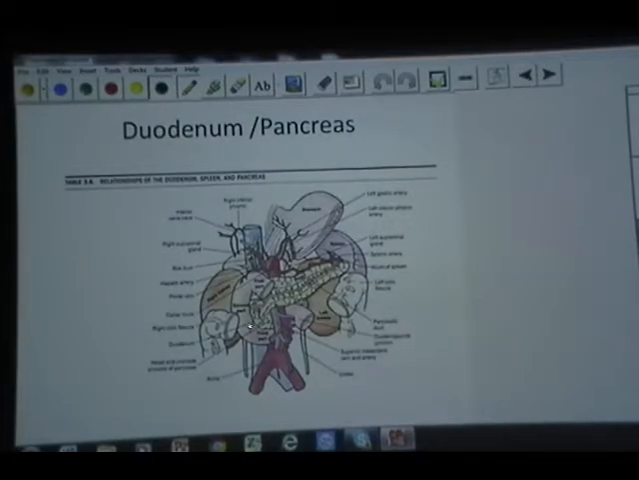So this area here where the duodenum is wrapping around this structure, this is the head of the pancreas, this is the tail of the pancreas going out to the left. Okay, here's some of its vascular supply. Here's the pancreatic ducts coming in here. Okay?